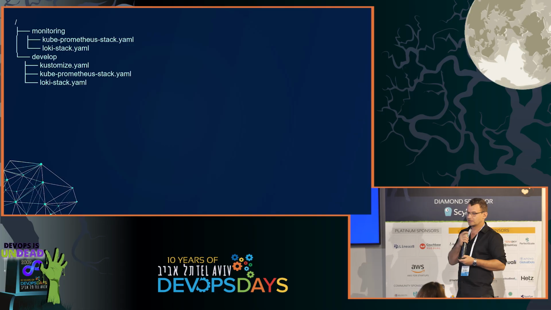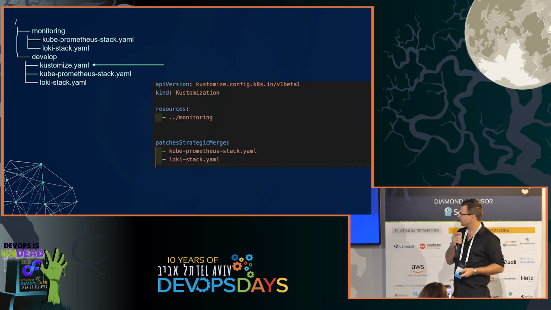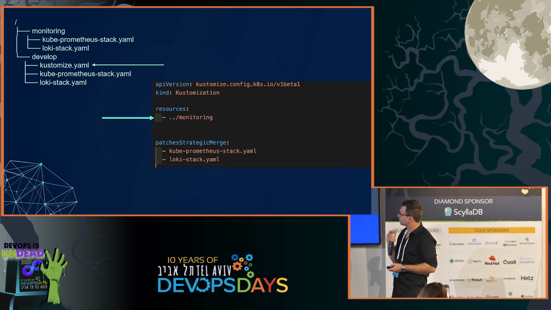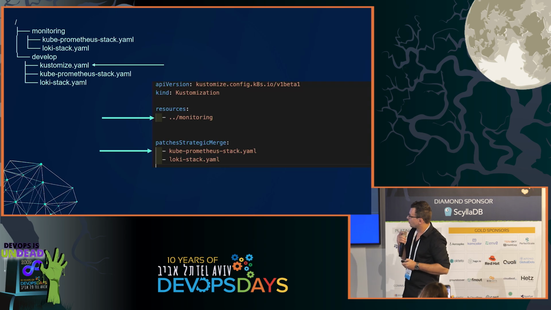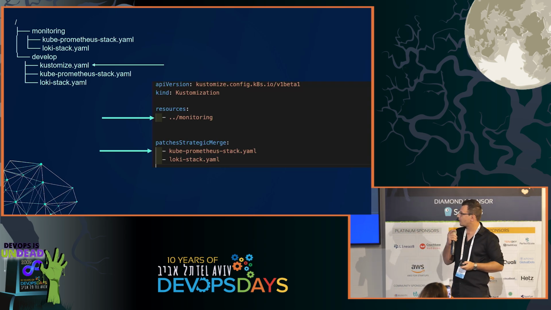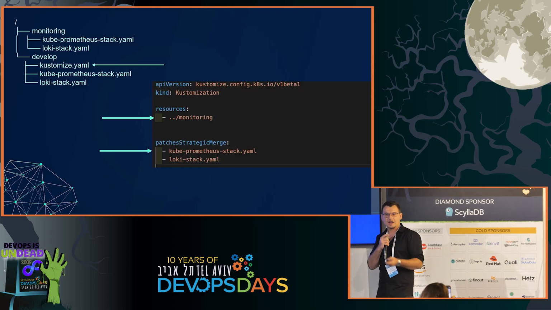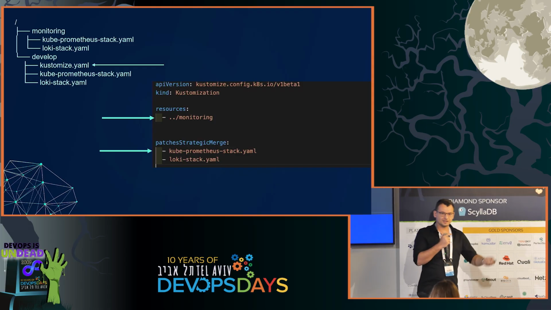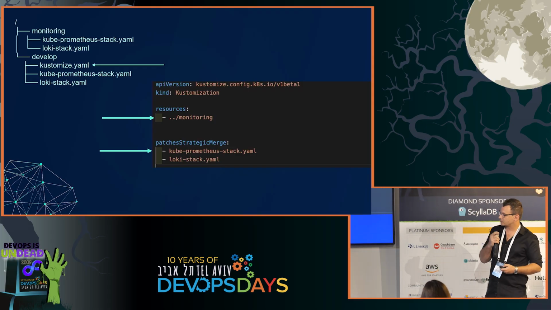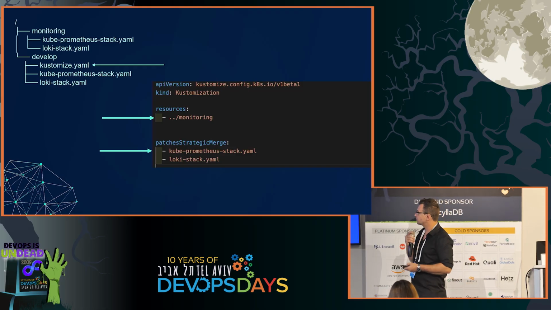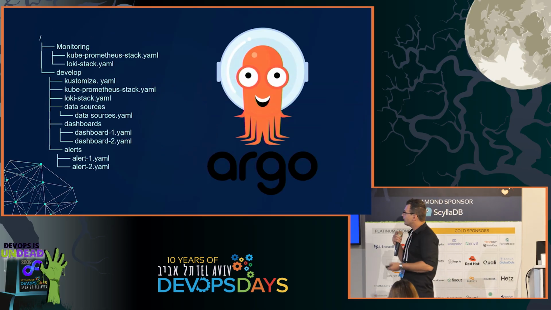So in, say, your development environment, you will have your kustomize, of course, that has resources and strategic merge patches on your monitoring folder, okay? 2 files, the Prometheus stack YAML and the Loki stack YAML, because each environment has its own credentials, has its own stuff. So here is where you will provision your configuration for each environment, okay?